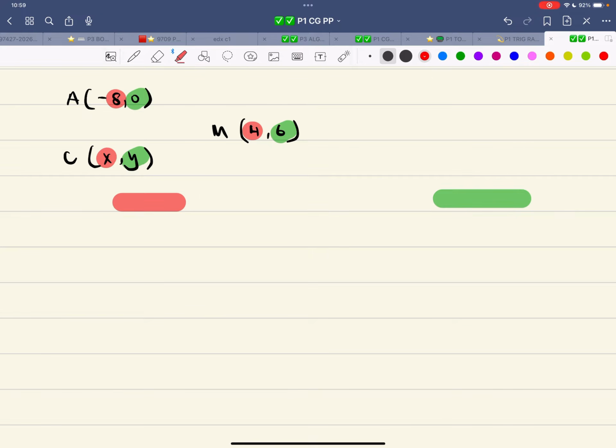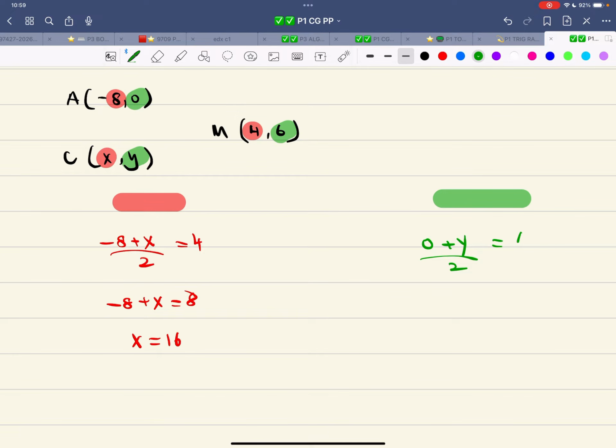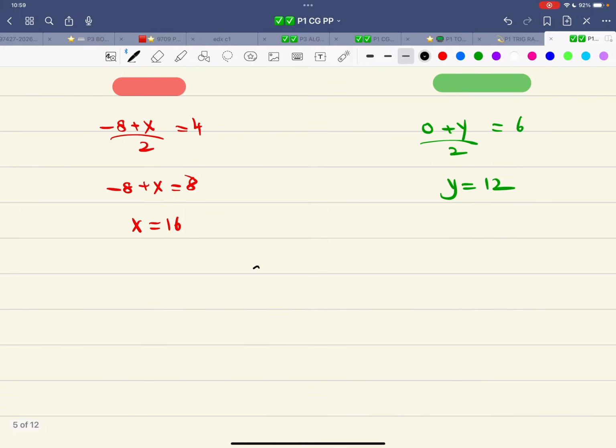This is for red. For the red thing, I'll write negative 8 plus x divided by 2 is 4. Negative 8 plus x is equal to 8. Therefore, x comes out to be 16. For the green thing, using the midpoint formula, 0 plus y divided by 2 is 6. y is equal to 12. And hence the coordinate of C is 16 comma 12.